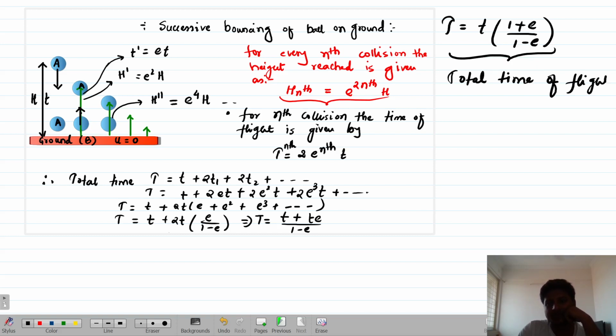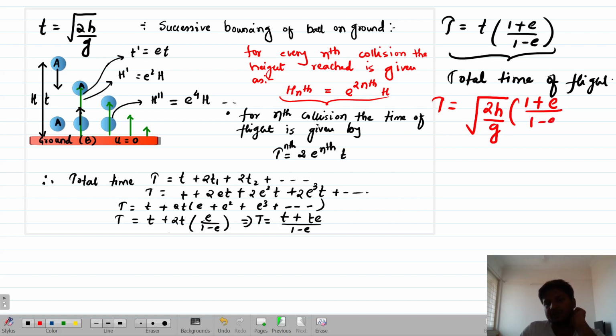I have directly solved that. Check that. We'll get the same thing. Now you know that small t was given as root 2h by g, because only height was mentioned. So therefore, time of flight is given as root 2h by g times 1 plus e by 1 minus e. Are you able to get me or not?